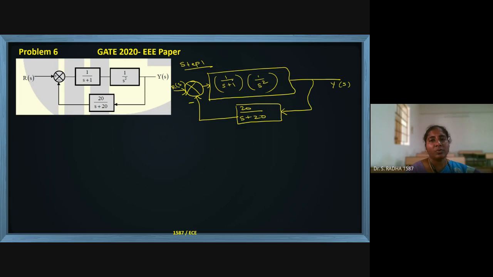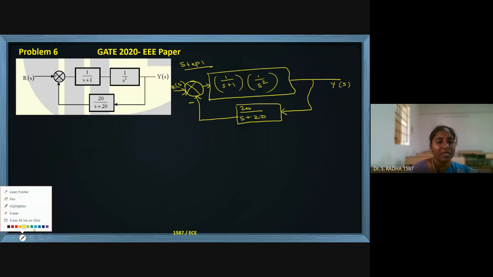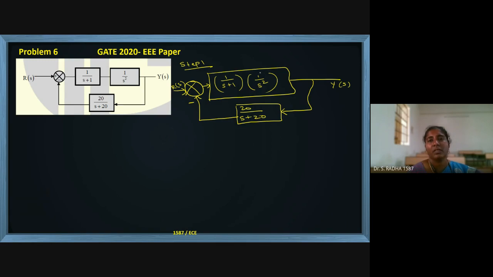Now in the forward direction, you are having one block. In the feedback direction, you are having one block. Forward direction, we will take it as G. Feedback direction, we will take it as H. This complete box is G. This complete box is H. Because it is negative feedback, G by 1 plus GH is the transfer function, that is nothing but output by input, Y of S by R of S.